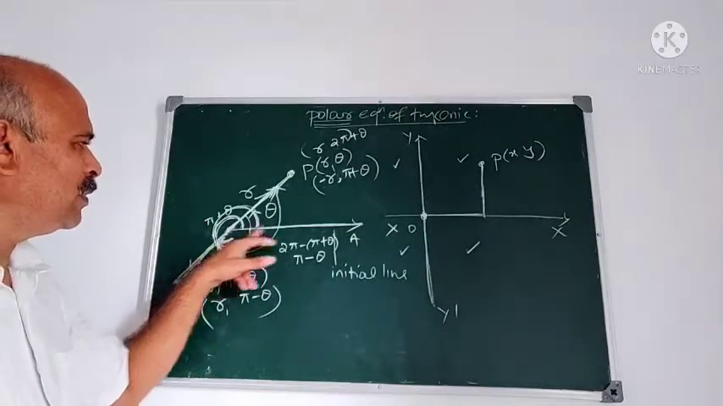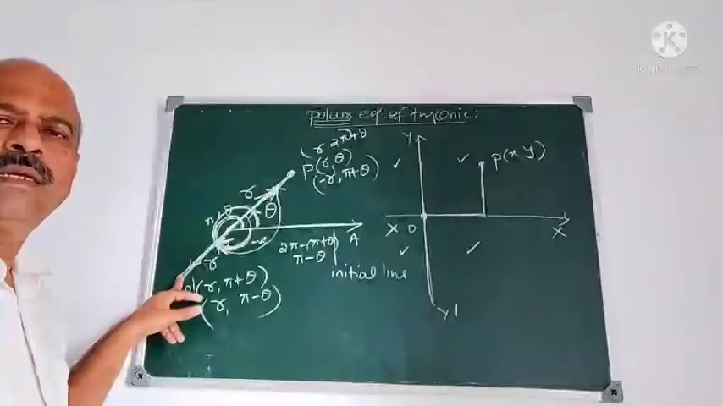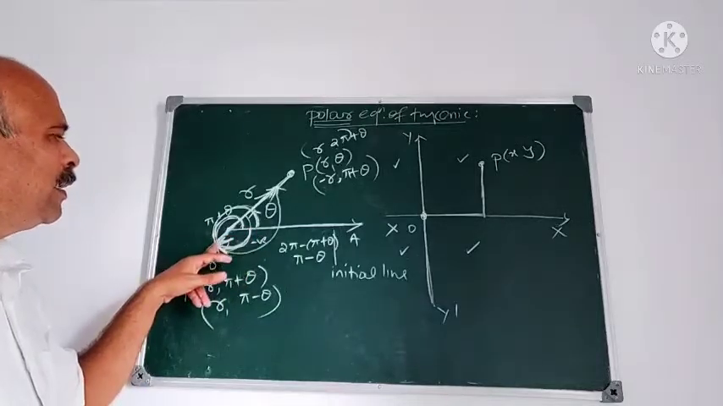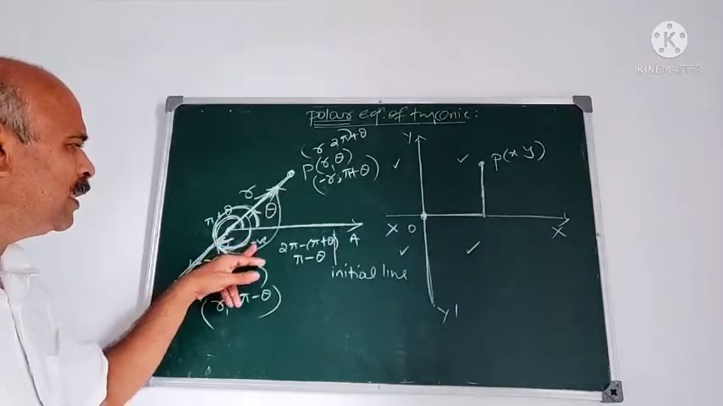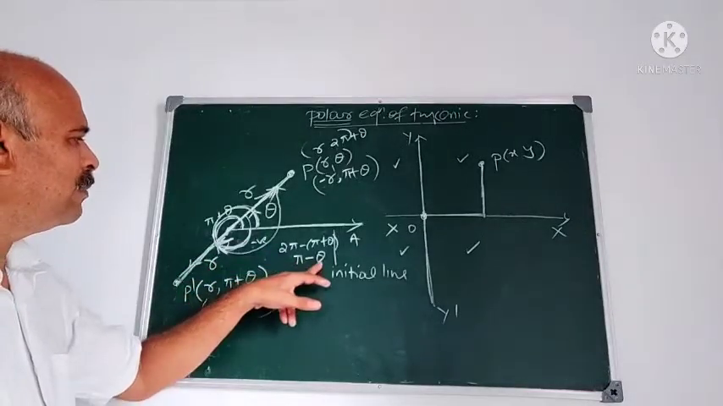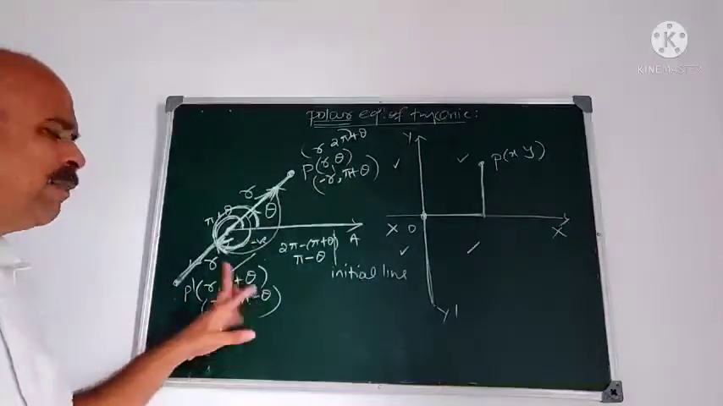But this is the angle between the initial line and the radius vector, but measured in clockwise direction. Therefore it is negative. And what is the amount in this one? Amount is pi minus theta. So the same point can be written as R, pi minus theta.